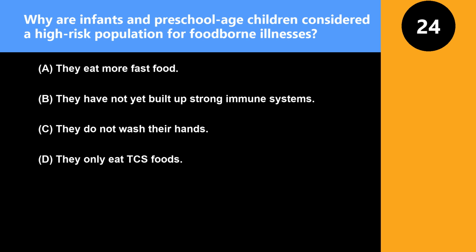Question 24. Why are infants and preschool-age children considered a high-risk population for foodborne illnesses? Option A, they eat more fast food. Option B, they have not yet built up strong immune systems. Option C, they do not wash their hands. Option D, they only eat TCS foods. The correct answer is option B, they have not yet built up strong immune systems.